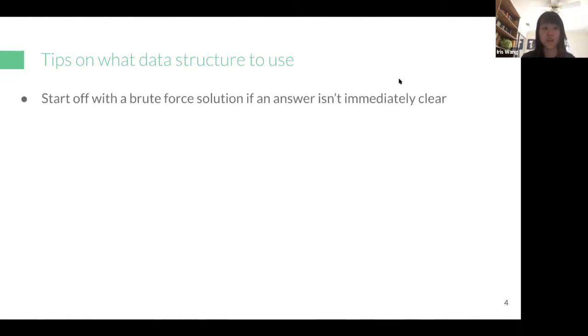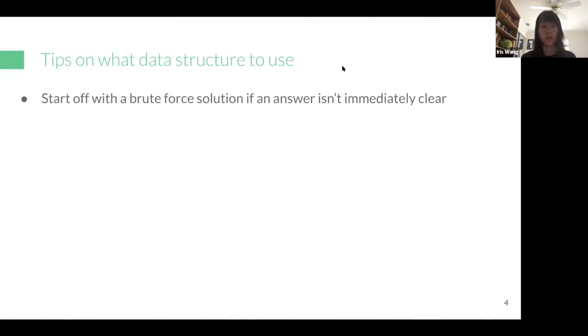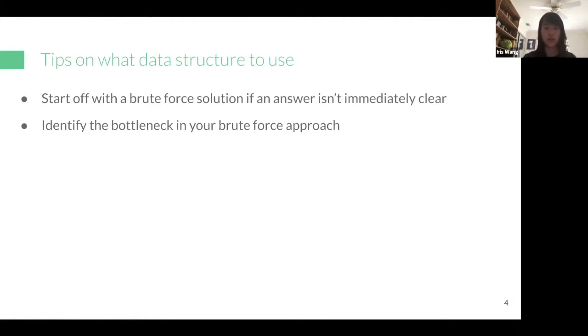So just a few tips. Learning all these data structures, and the many more you'll learn later on, can be really overwhelming. When you're thinking about what data structure to use, you should start off with a brute force answer if an answer isn't immediately clear. Then, if you have that brute force answer, try to identify the bottleneck. Some people were concerned: what if I have a brute force answer and I'm not sure what to do next? The first thing you should do is figure out what the bottleneck is in your brute force solution.